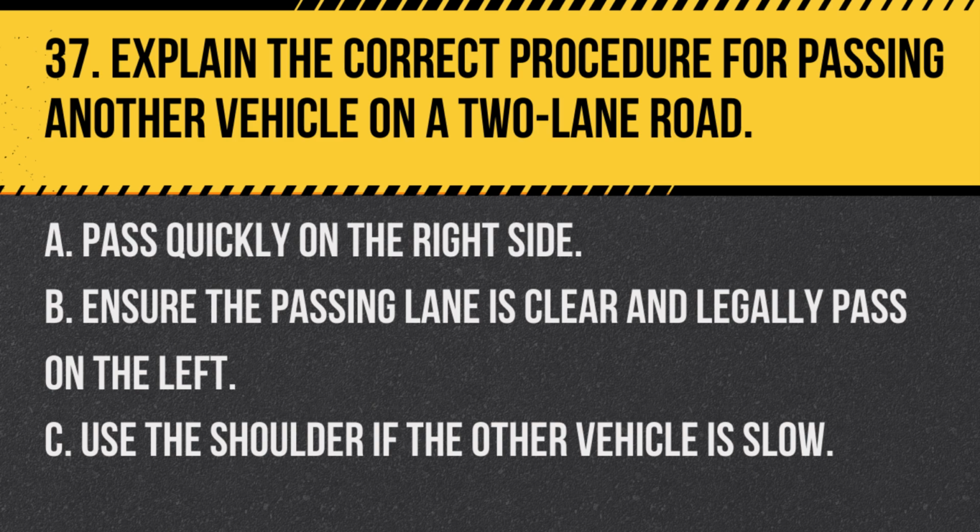Question 37. Explain the correct procedure for passing another vehicle on a two-lane road. A. Pass quickly on the right side. B. Ensure the passing lane is clear and legally pass on the left. C. Use the shoulder if the other vehicle is slow. Answer: B. Ensure the passing lane is clear and legally pass on the left. Safe and legal passing is crucial.